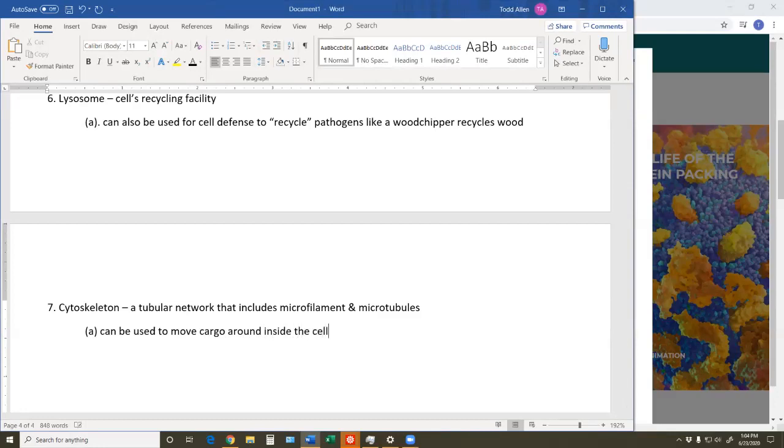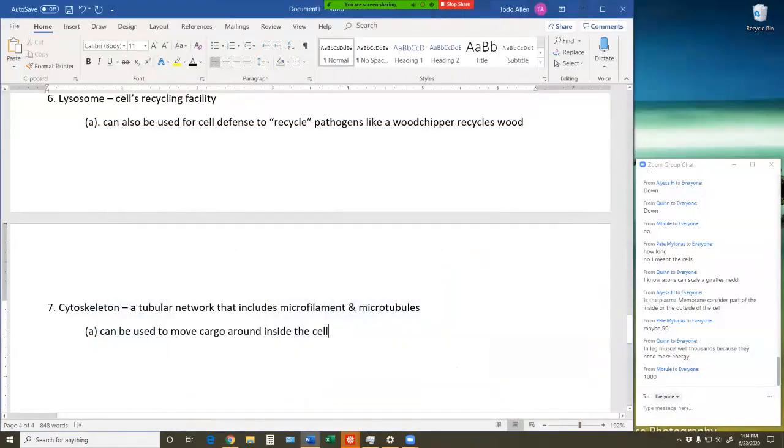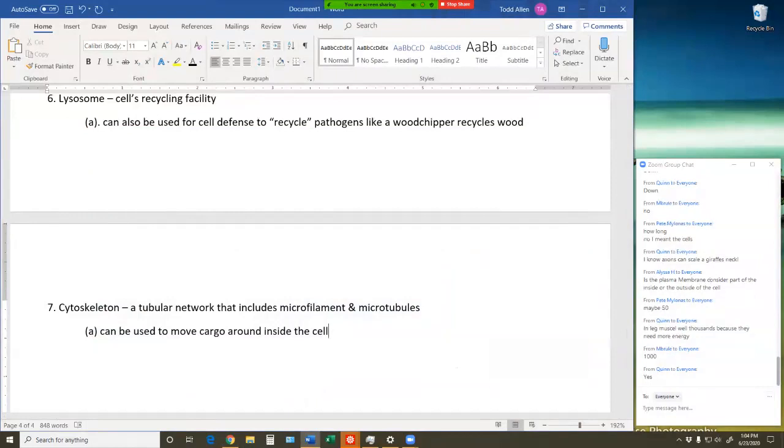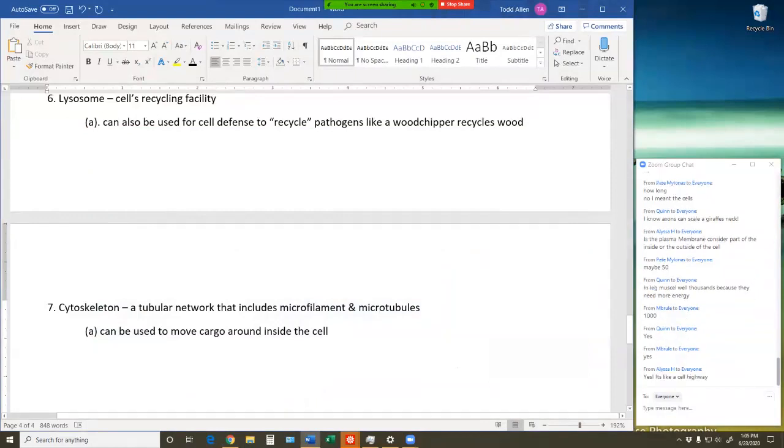It can be used to move cargo around inside the cell. Folks, am I making sense? Does this make sense right now? Okay, thank you for the feedback. I need to know that you're live, gang. Yes, it is like a cellular highway. That's exactly it, Alyssa. The cytoskeleton is like a cell highway. And if we're being honest, it also provides structural support for the plasma membrane so it doesn't collapse in on itself. So the cytoskeleton also has some structural responsibility as well.